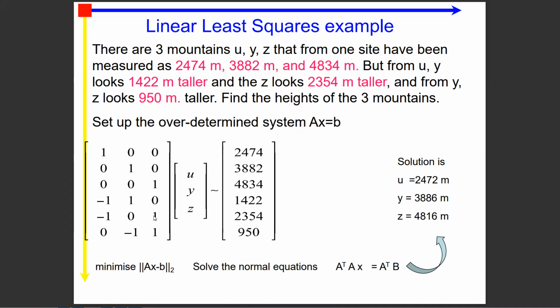And also z: 1 times z minus u is 2354 as here. And the last one is that z minus y is 950. So here z looks taller than y, so z minus y is 950.